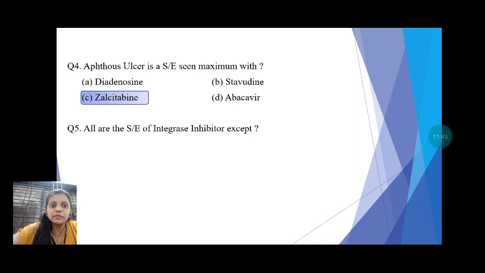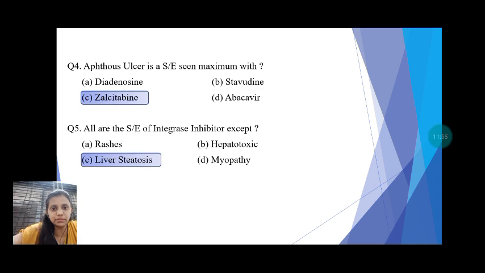Question number 5. All are the side effects of integrase inhibitor except. Option number A, rashes, B, hepatotoxic, C, liver steatosis, and D, myopathy. The answer is liver steatosis.